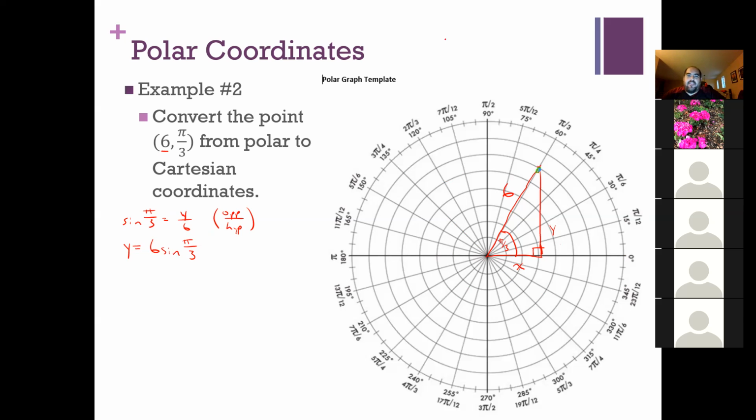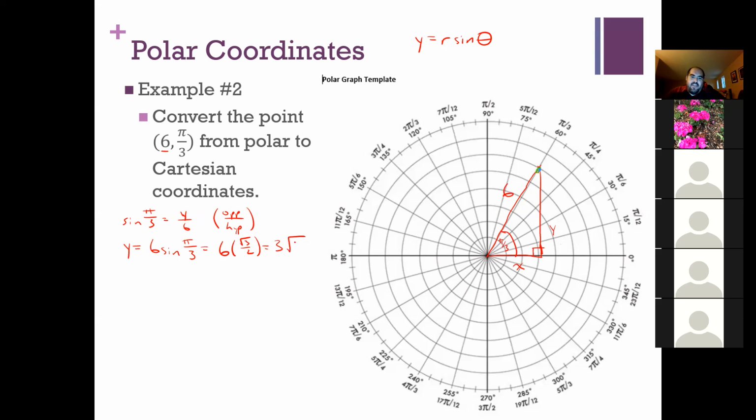And one note to make at the top here is, let's make this general. We got that y is equal to r times sine theta, which hopefully sounds familiar to something else we did earlier with, I think it was surface area. But yeah, y is equal to r sine theta. We can find this one exactly here. 6 times radical 3 over 2 equals 3 radical 3.